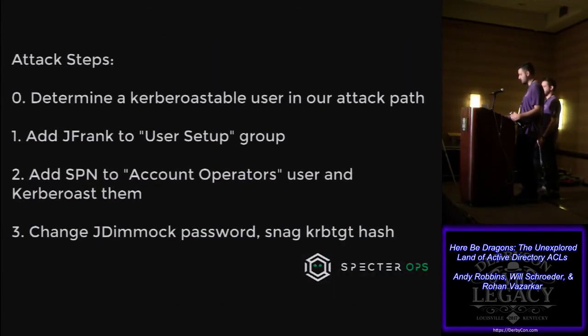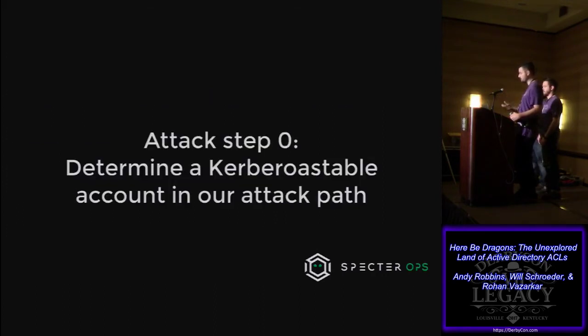So here are our attack steps. Step 0, we want to determine whether or not we have a Kerberoastable user in our attack path, because we want to avoid changing user passwords as much as we possibly can. Then we're going to add Jay Frank to that User Setup group. And with that privilege of that group, we're going to Kerberoast one of those users in that group and try to recover their plain text password. Then once we have that guy's password, we're going to change JDimic's password and we're going to snag the krbtgt hash, which will give us the ability, obviously, to roll golden tickets.